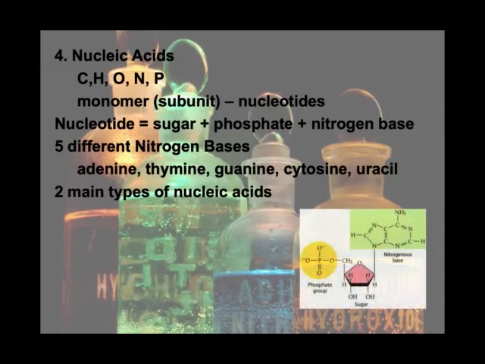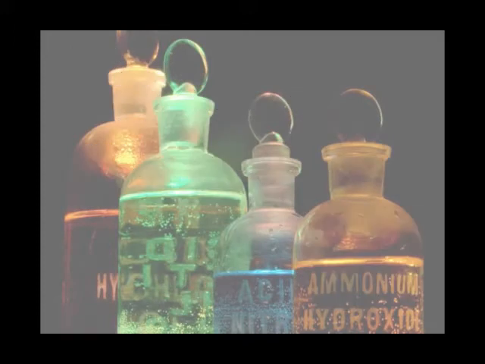So there are 2 main types of nucleic acids. Here's a picture of a little nucleotide before we go there. So we have the phosphate group here. We have our 5-carbon sugar, and then this yellowish green portion here is the nitrogen base, and you can plug in any of these nitrogen bases into this slot right here, and it would make a different nucleotide.